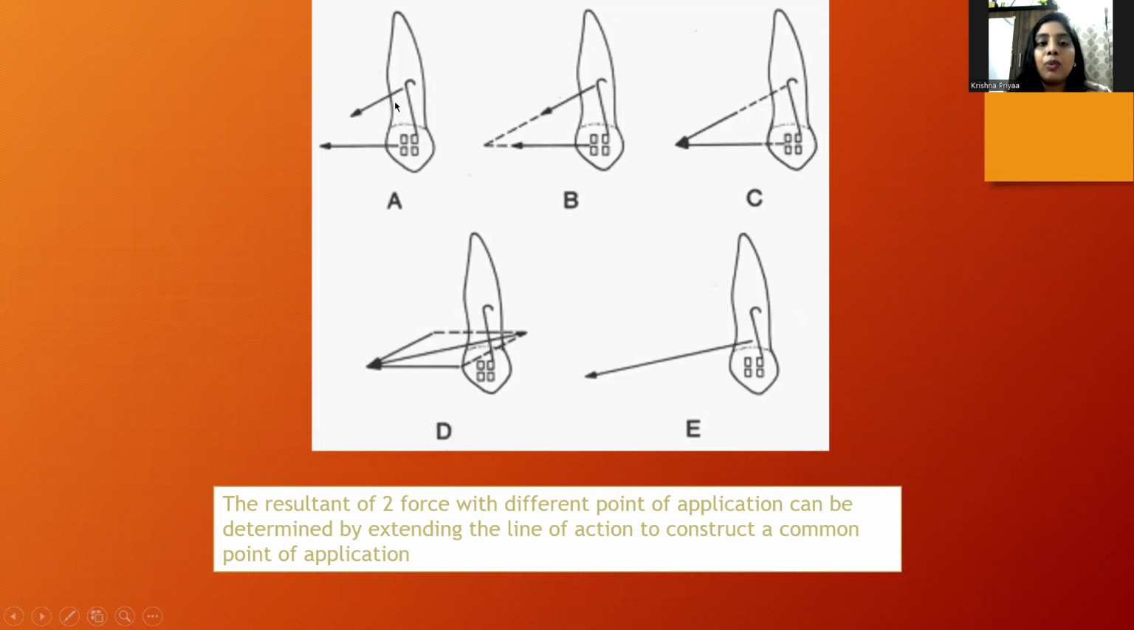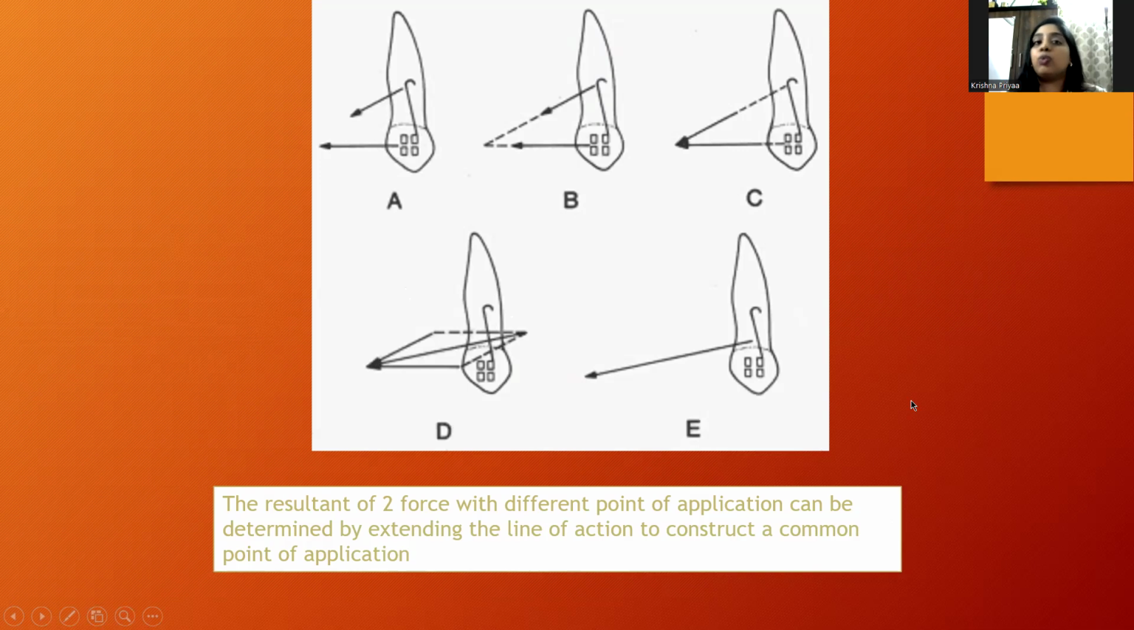Can you see here? Based on this point of application, and based on the distance between here and then here, we determine how long and what is the magnitude of the force to be given. So here, as you can see, it is divided into a vertical component and a horizontal component, and the resultant force will act in a parallelogram method in this direction. The resultant of two forces with different point of application can be determined by extending the line of action to construct a common point of application.